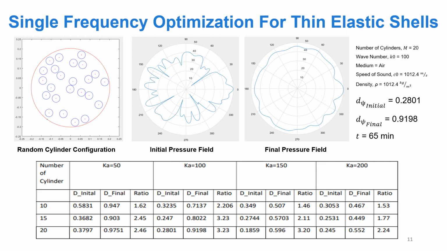Then the next image shows the optimized pressure field. Here we have computed for different numbers of cylinders and different wave numbers. It is similar to the rigid cylinder. As the number of cylinders goes on increasing, the optimization gets better. But as the wave number increases, the optimization gets more complicated and requires more resources and time. From here on, Bharatwaj takes over.